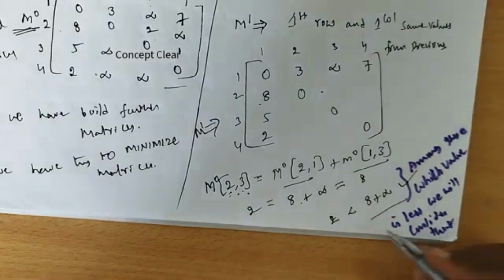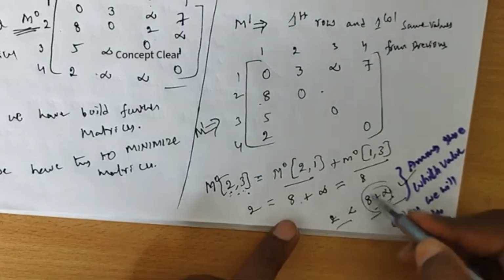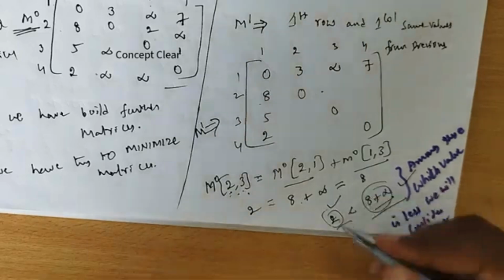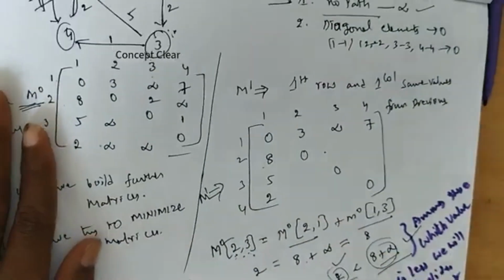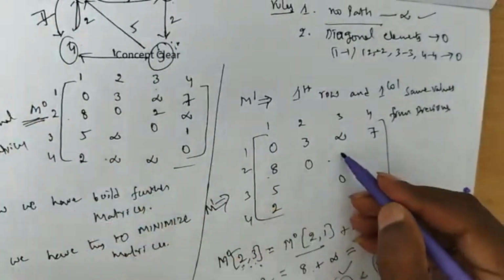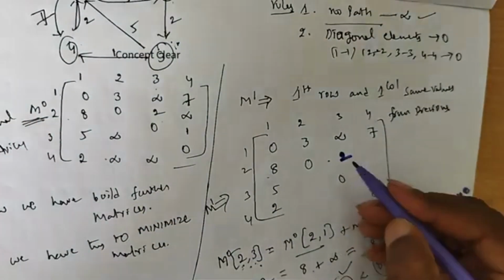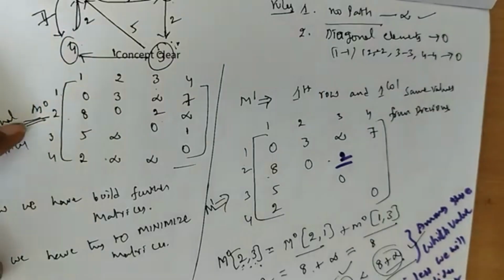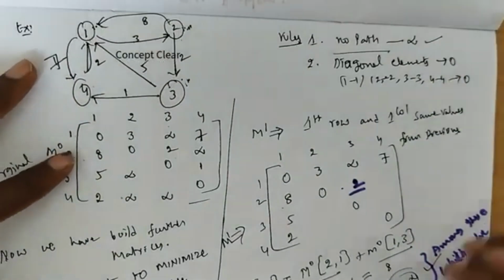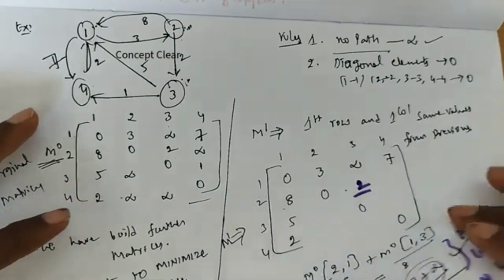By comparing 2 and infinity here, which one is the lesser value? 2 is the lesser value, so we consider 2. So we have to update this 2 to 3 value as 2. Okay, it is the updated value. In the same way, we have to find out all the values.